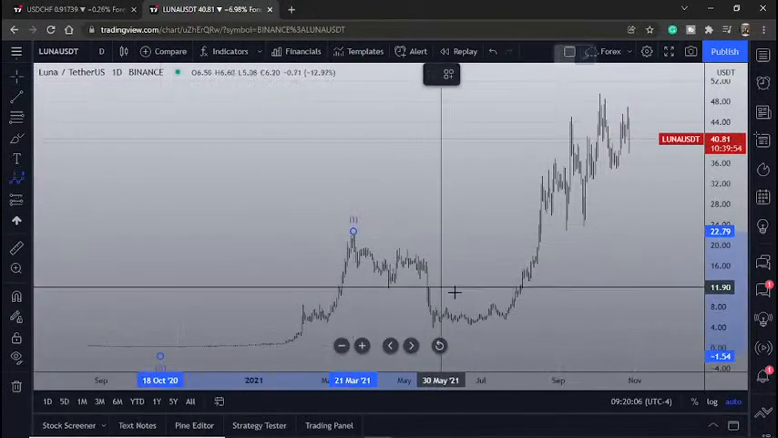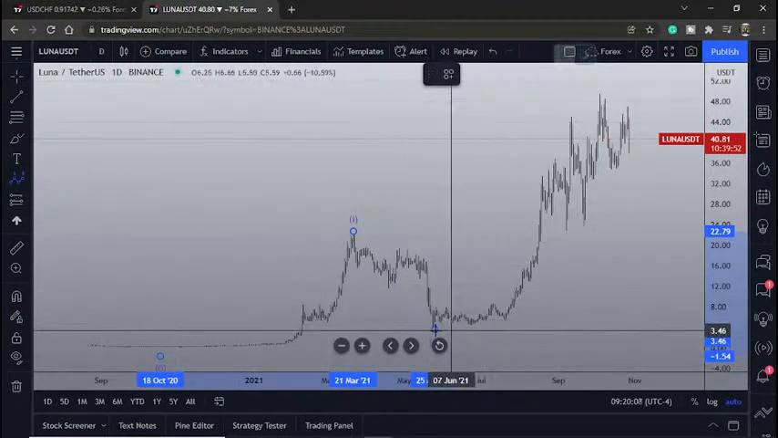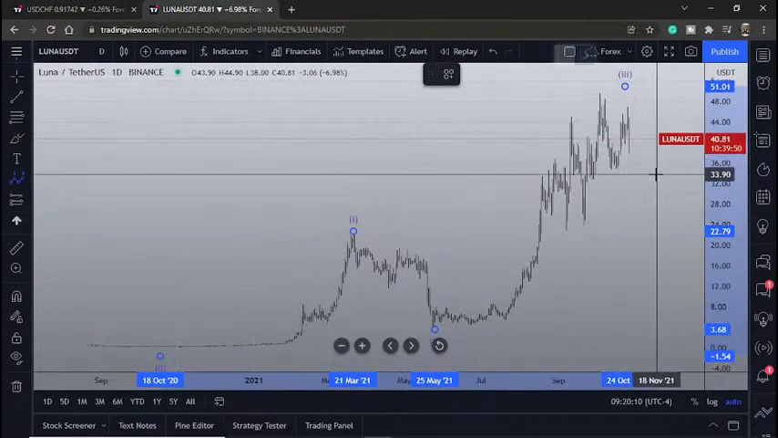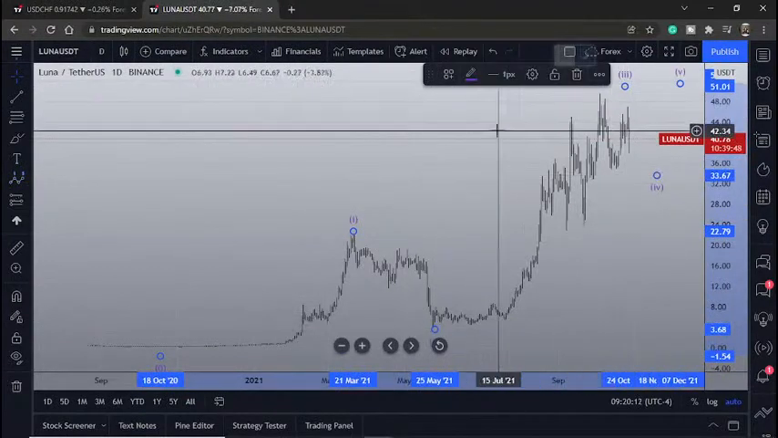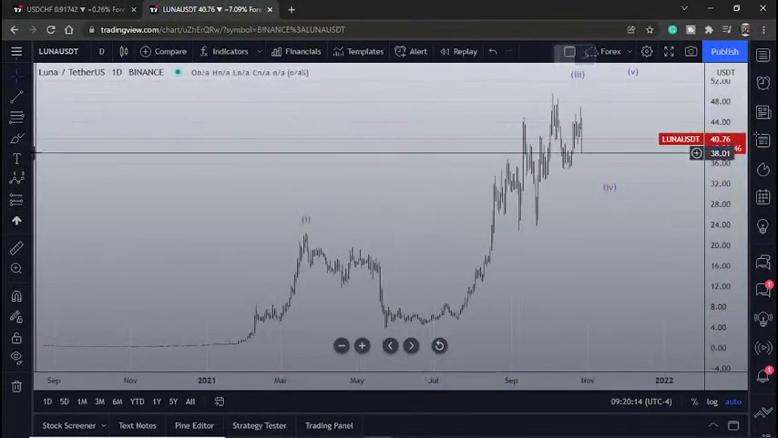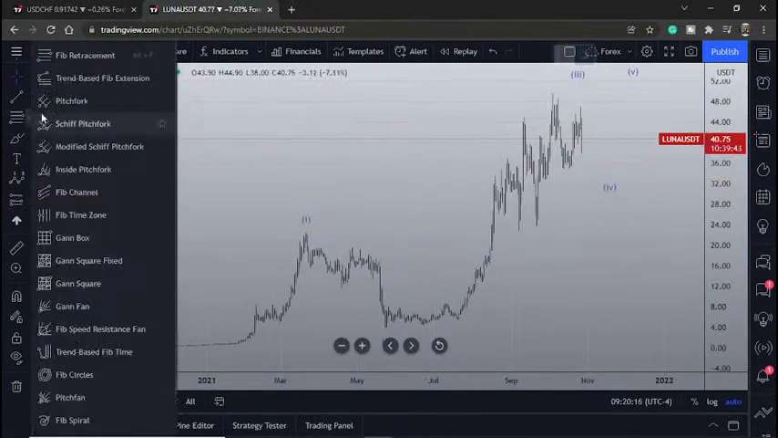So you probably had a 1 there, a 2. Now this could be a 3, a 4, and a 5. I'm not saying it is. It could go much higher in a third wave, especially when you're dealing with crypto. Let me just get a fib extension here.